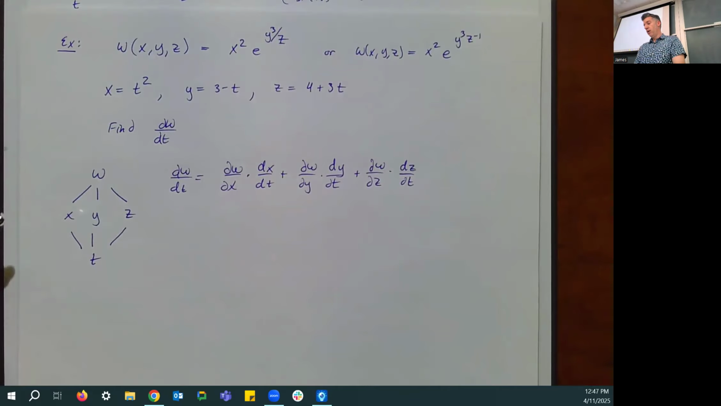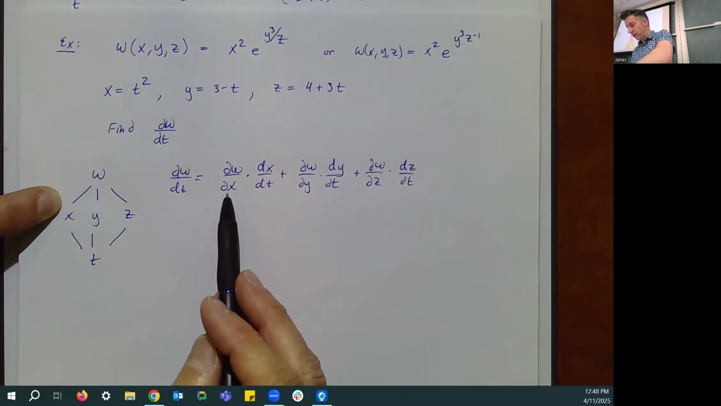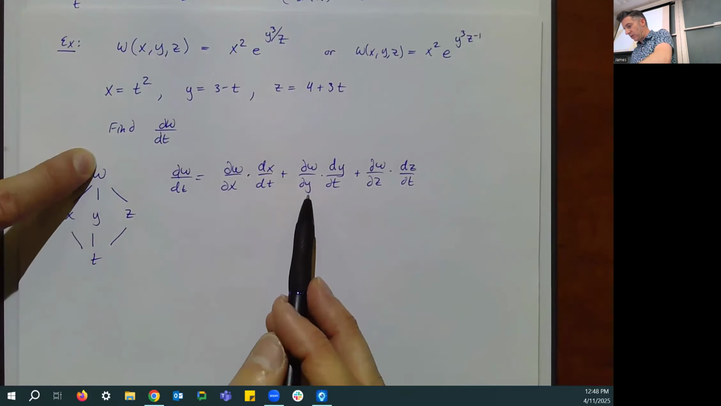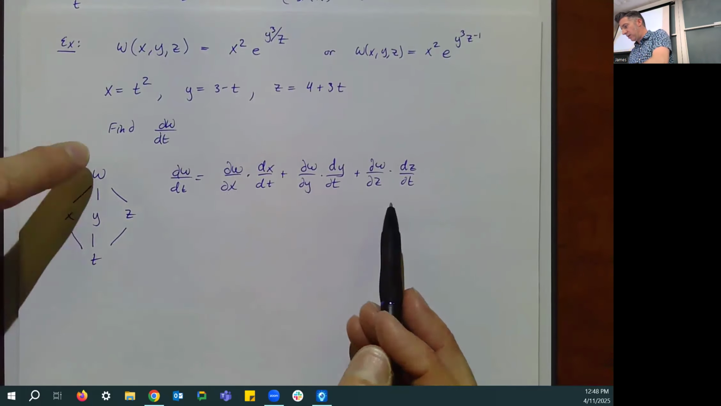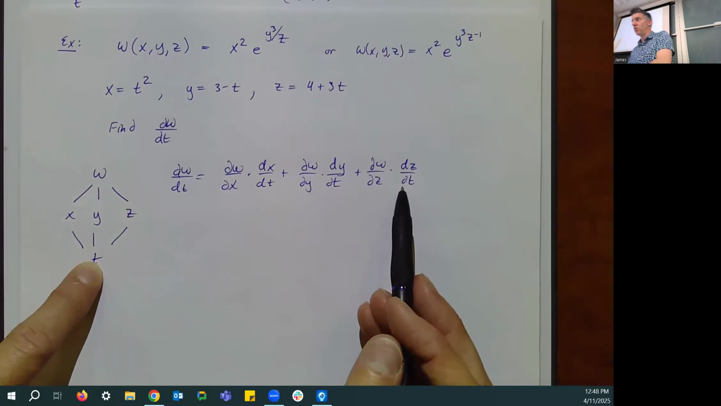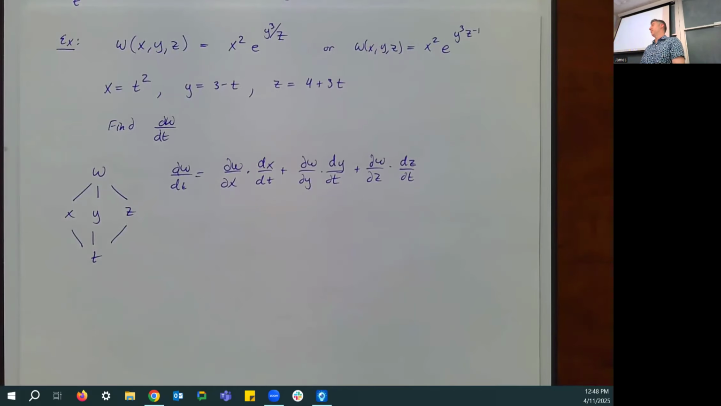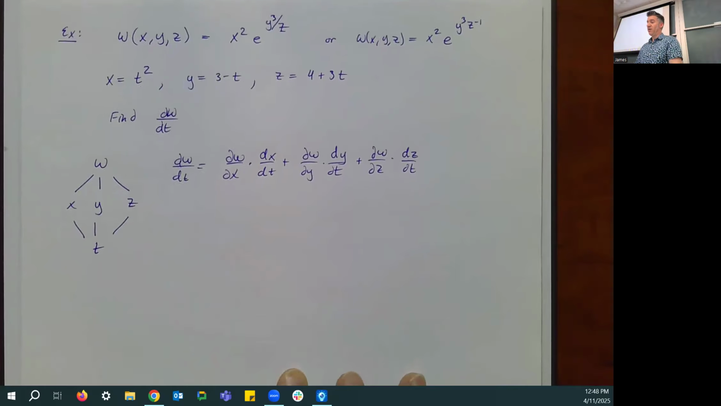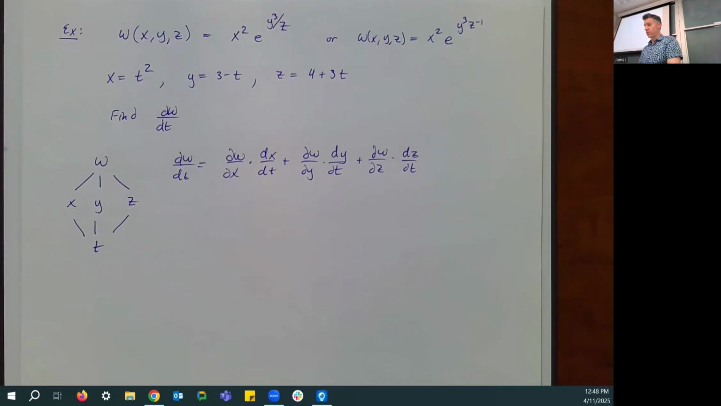And every time you go from one level to the next level, you're taking the derivative, right? To go from w to x, we're taking the derivative of w with respect to x. To get from x to t, we're taking the derivative of x with respect to t. That's where we're getting del w del x times dx dt, and del w del y times dy dt, and del w del z times dz dt. Just all the pathways to get us from the top to the bottom. And then we just have to fill in all the things, which just gets kind of gross.